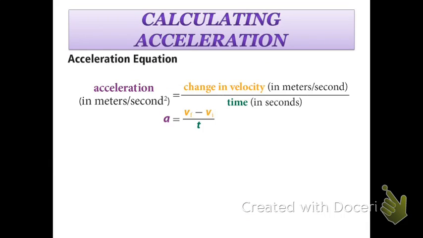We have an equation for calculating acceleration. So acceleration is taking the change in velocity and dividing it by the time. Now we represent that by this equation right here: a equals Vf minus Vi over t. Now what do some of those little symbols mean? Okay, let's start out with Vf. Vf just represents velocity final.